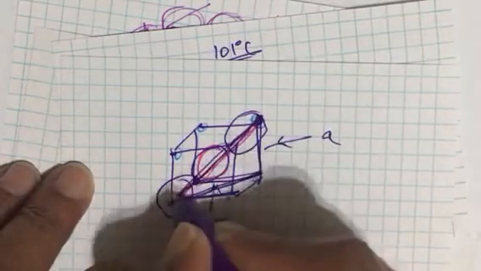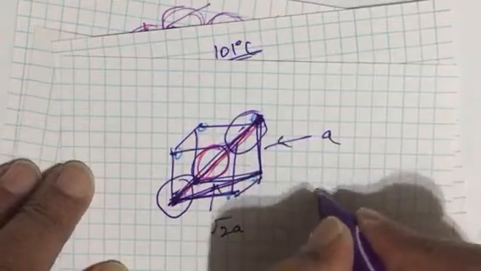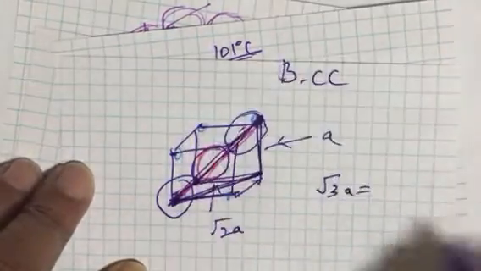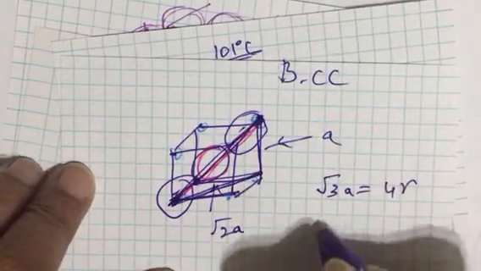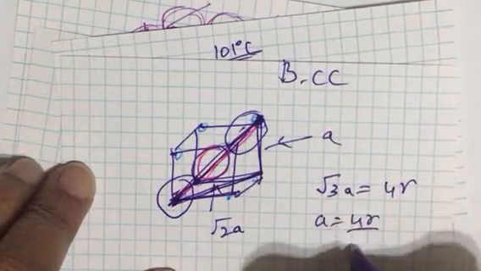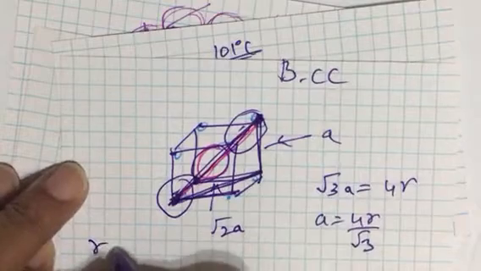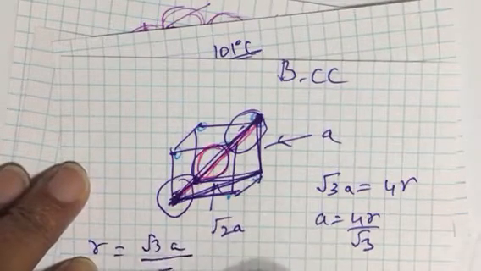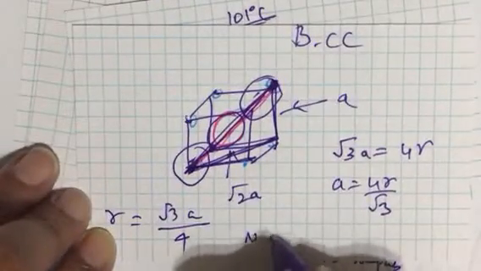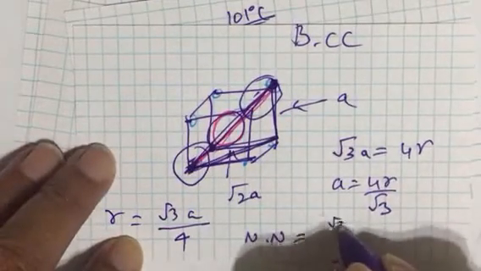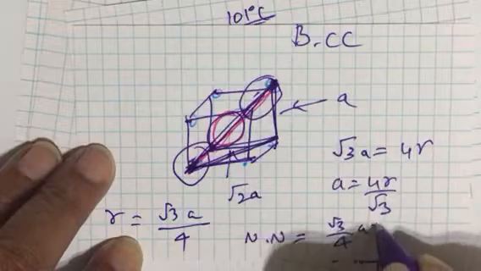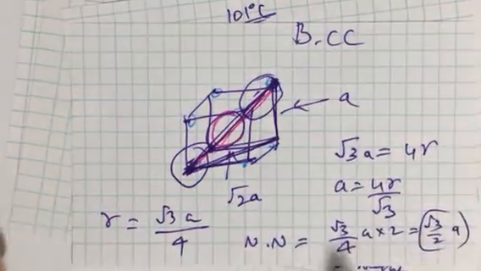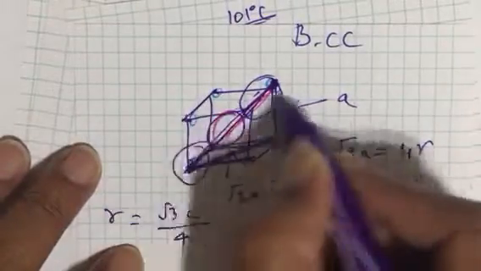Then again applying the Pythagoras theorem, we can see that the body diagonal is equal to root 3 a. In a body centered cube, root 3 a is equal to 4r. Therefore a is equal to 4r by root 3, or radius is equal to root 3 a by 4. And now the nearest neighbor distance in this case is equal to root 3 by 4 a into 2, that's equal to root 3 by 2 a. So this is how we work out these simple systems.